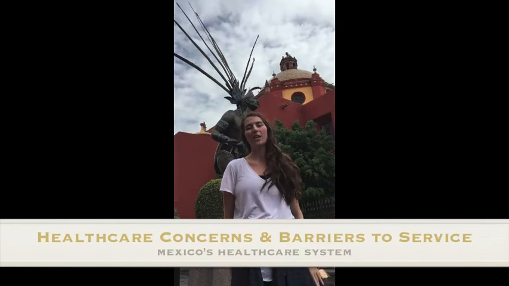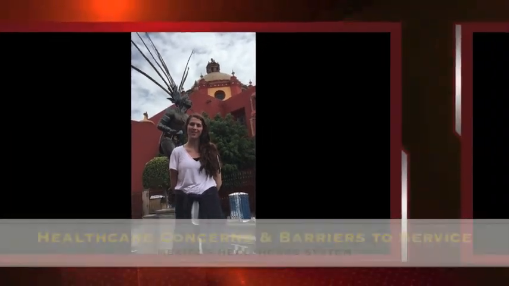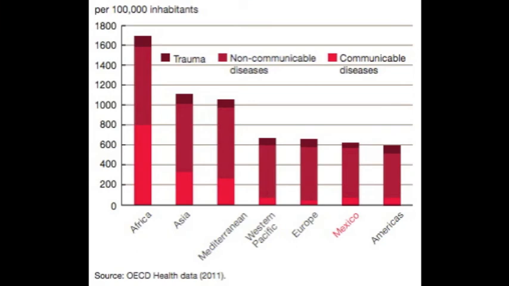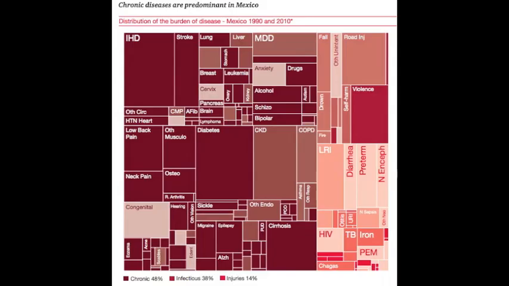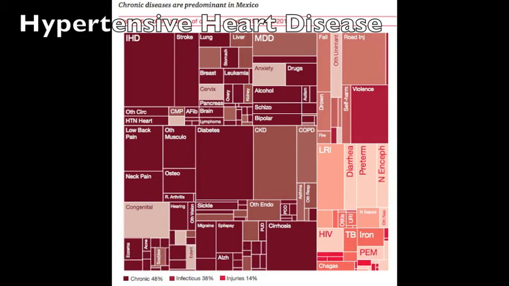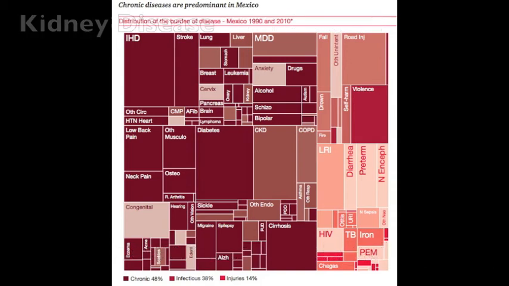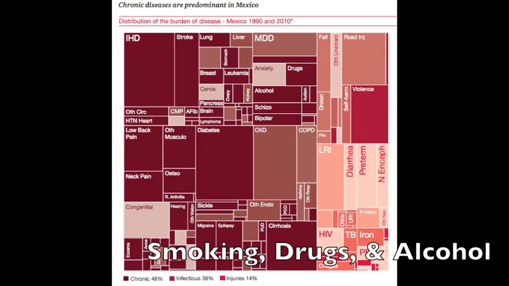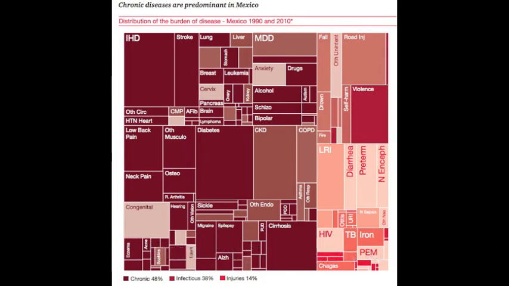Now we will talk about Mexico's healthcare concerns and barriers to service provisions. Healthcare concerns of the population being served. Mexican citizens face several different types of health concerns that are trying to be addressed. As of right now, non-communicable diseases are the contributing factors leading to premature deaths. The top 10 causes of deaths are diabetes, heart disease, stroke, interpersonal violence, cirrhosis of the liver, COPD, lower respiratory infections, hypertensive heart disease, road injuries, and kidney diseases. Smoking, drugs, and alcohol are also a major health concern facing the nation.